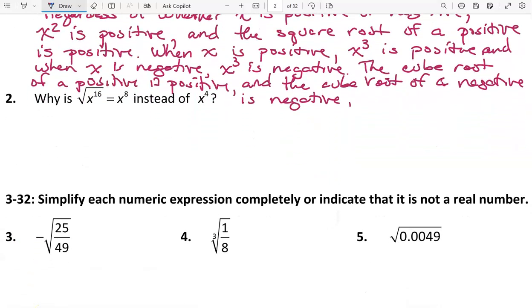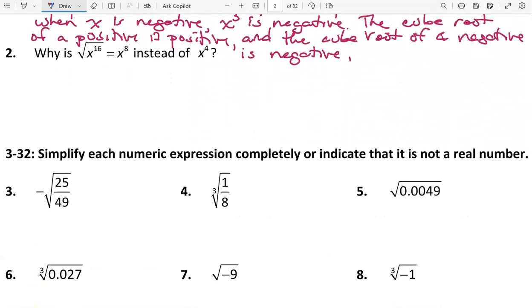In number 2, we are asked why the square root of x to the 16th is x to the 8th rather than x to the 4th power. It seems like we should just be able to take the square root of 16 and the result should be 4. However, exponents need to be treated differently.